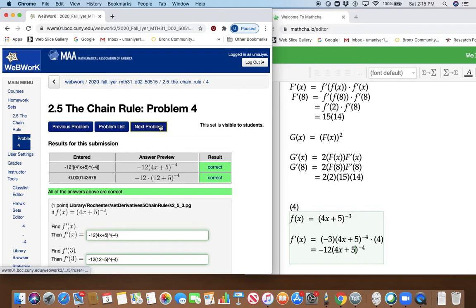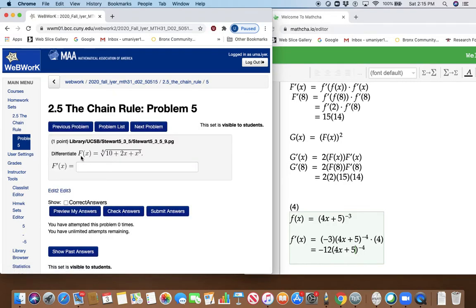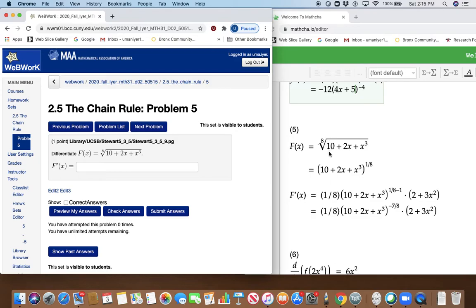Okay, good. Next problem. Capital F(x) is the 8th root of 10 plus 2x plus x cubed. You want to find its derivative. 10 plus 2x plus x cubed, 8th root. What does 8th root mean? It means power 1 over 8. That is capital F(x). So if I want to take its derivative, I must start from outside first. So 1/8 comes in, power reduces by 1. The inside continues to be the same.